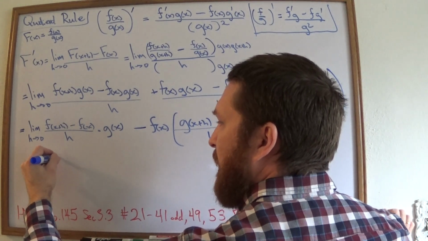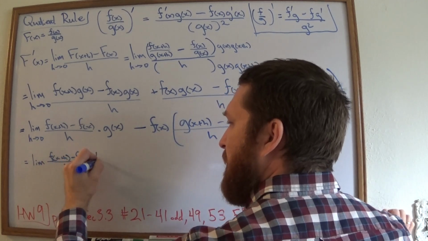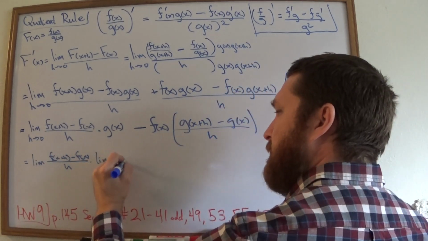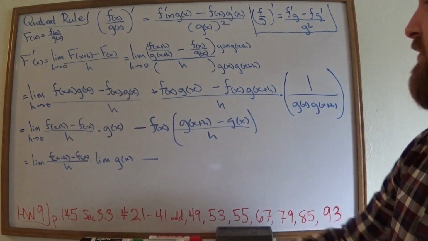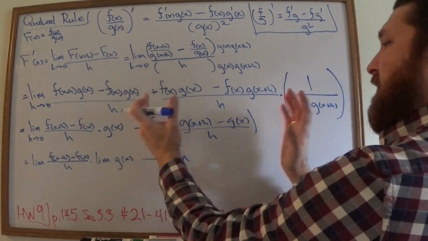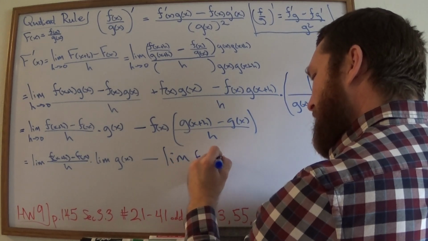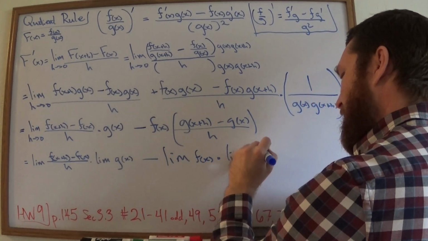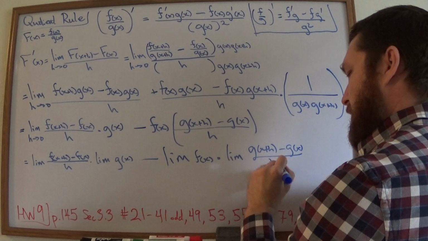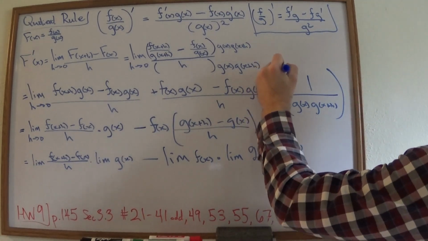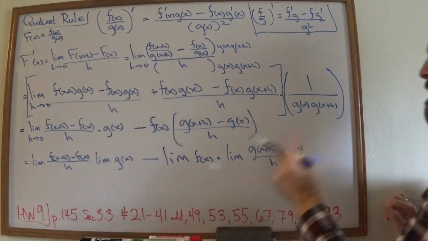Limit of the f of x plus h minus f of x over h times limit g minus, right? The limit, that's the limit of a difference, which is the difference of the limits, and so that's the limit of all that stuff. But that's a product, so it's the limit times the limit. And all of that is multiplied by this guy.